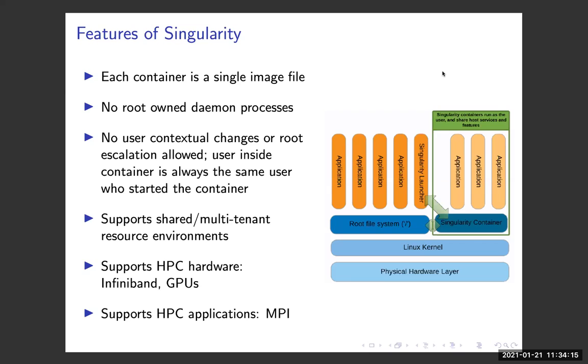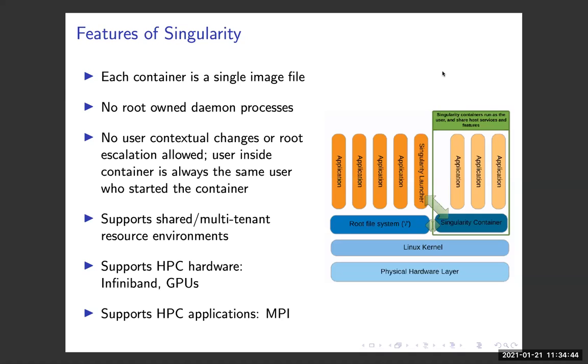But the single image file is kind of nice. It's easy to share with, say, a collaborator. It's easy to keep track of basically your software environment, right? You don't have all these different layers that might have dependencies that change if something gets patched. It's basically a static file that doesn't change. Once you build it, it's going to be the same file. It's not going to change.